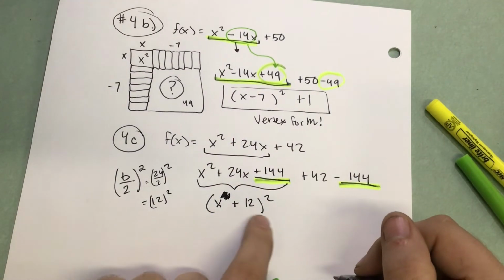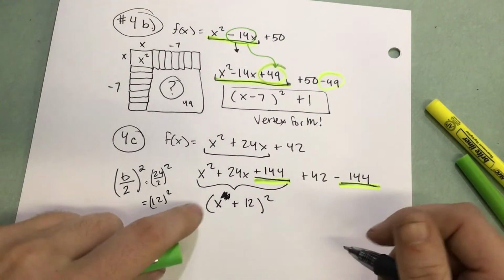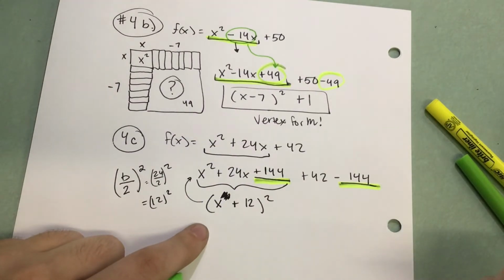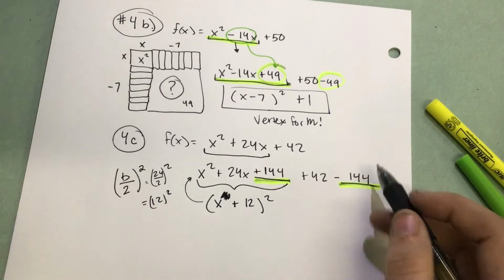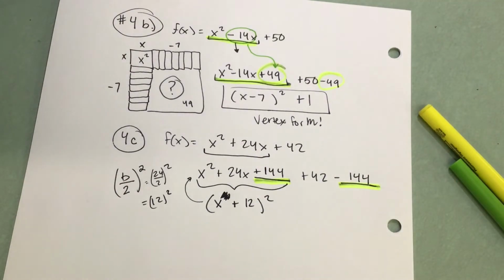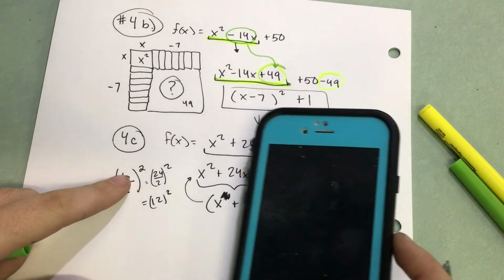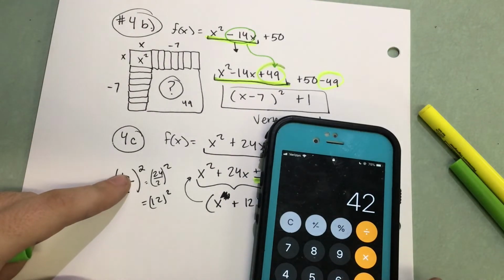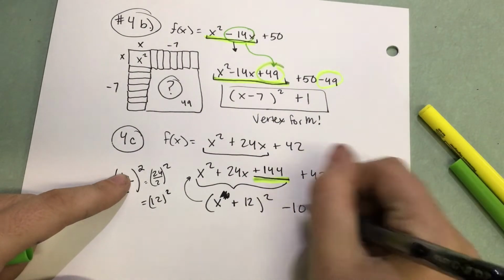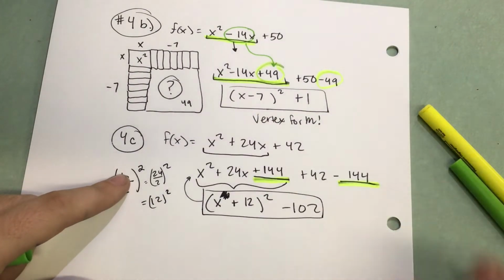X plus 12 to the power of 2. If you weren't sure you're doing this right, if you FOIL it backwards, it should match that last one. All right, let's deal with this. 42 take away 144. If you're not good with negatives, you could pop out a calculator. 42 minus 144 gives us negative 102. And we're done.